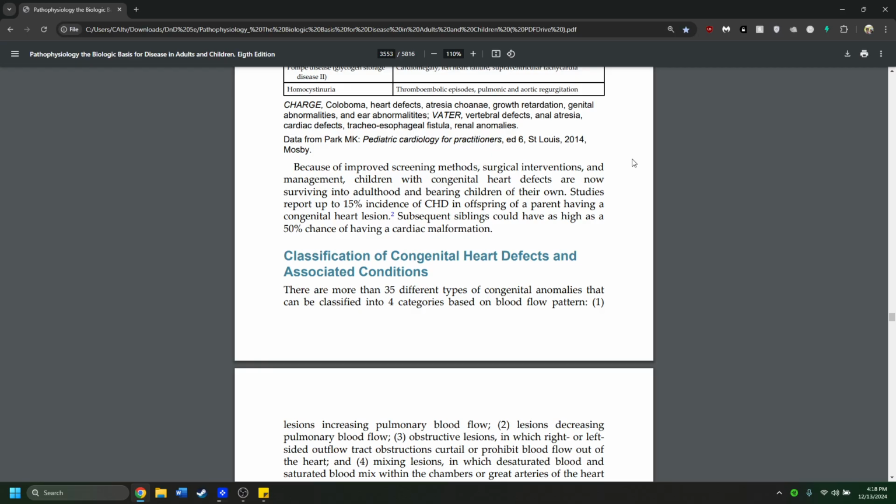Because of the improved screening method, surgical intervention, and management, children with congenital heart defects are now surviving into adulthood and bearing children of their own. Studies report up to 15% incidence of CHD in offspring of a parent having a congenital heart lesion. Subsequent siblings could have as high as a 50% chance of having a cardiac malformation.